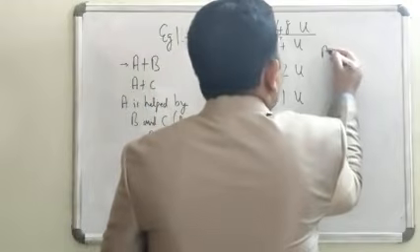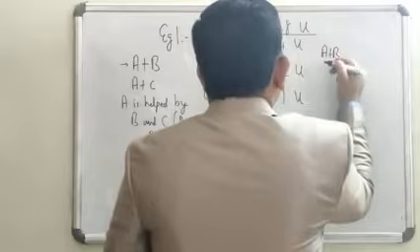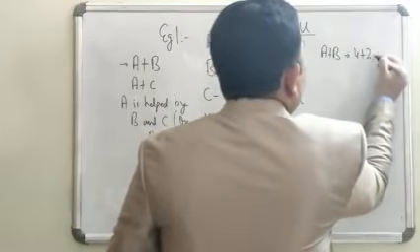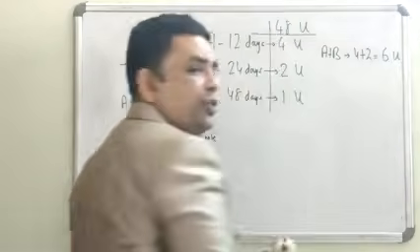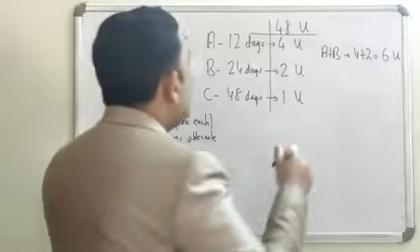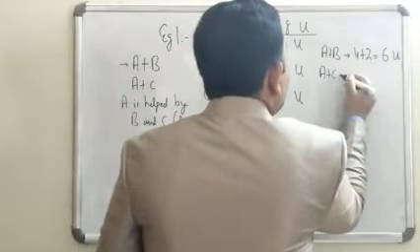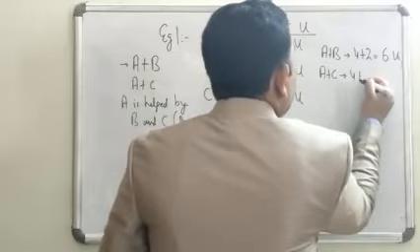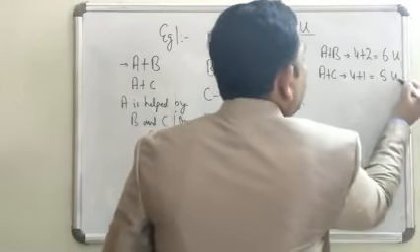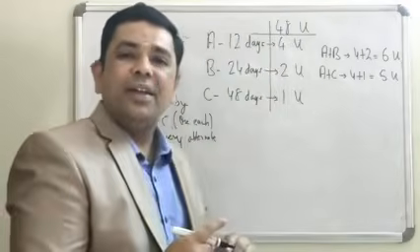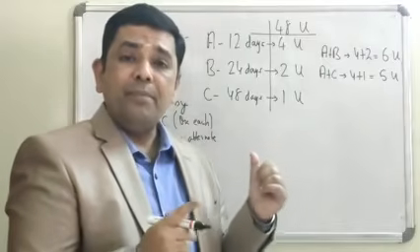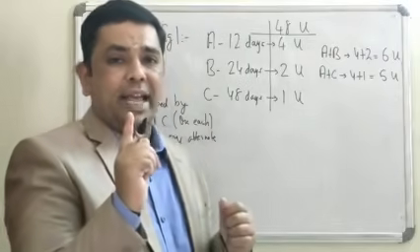So who is working on the first day? A plus B. How much work will they do? 4 plus 2, which is 6 units. Who is going to work on the second day? A is going to be helped by C. So what is the work done? 4 plus 1, which is how much? 5 units. Now as per the problem, this completes one cycle.